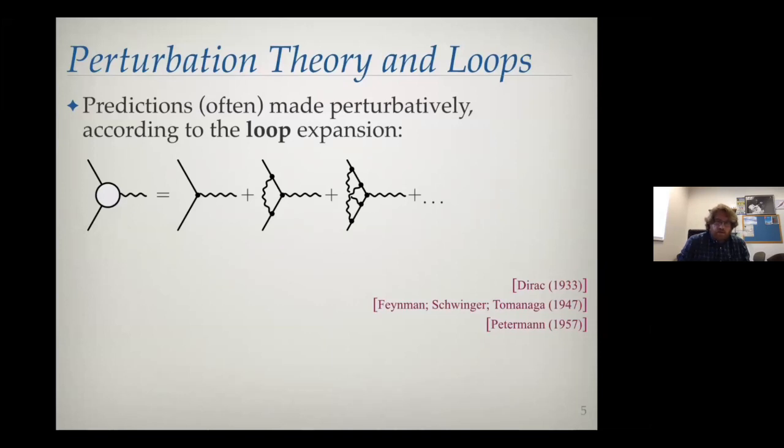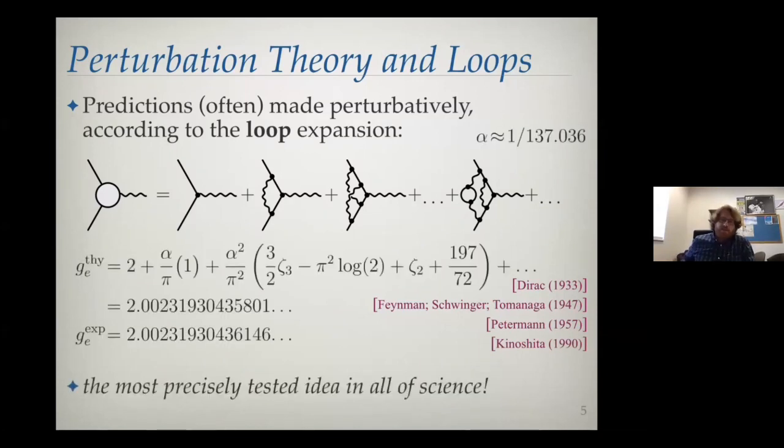At two loops, there are only 7 diagrams, but it still took 10 years for people to get the next correction to this particular calculation. At higher loop orders, the number of diagrams explodes, but maybe not quite as quickly as you might think. Doing the integrals turns out to be quite hard too. And what do we get when we're all done? As you all know, this particular prediction is the most precisely tested idea in all of science.